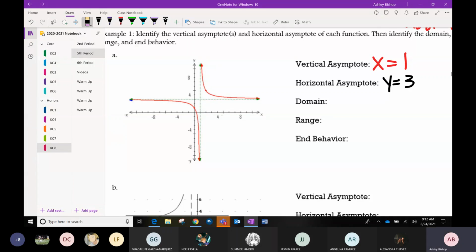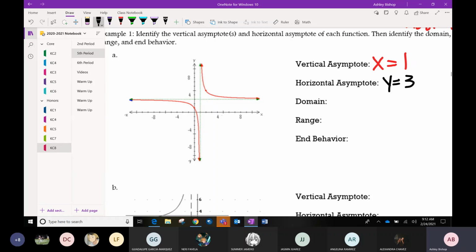Alrighty, now let's use my domain and range. My domain, there's a couple different ways to think about my domain. My domain is no longer -infinity to +infinity. Why? Because I have asymptotes interrupting my graph. This is not one continuous graph. So my domain is all of my x values.